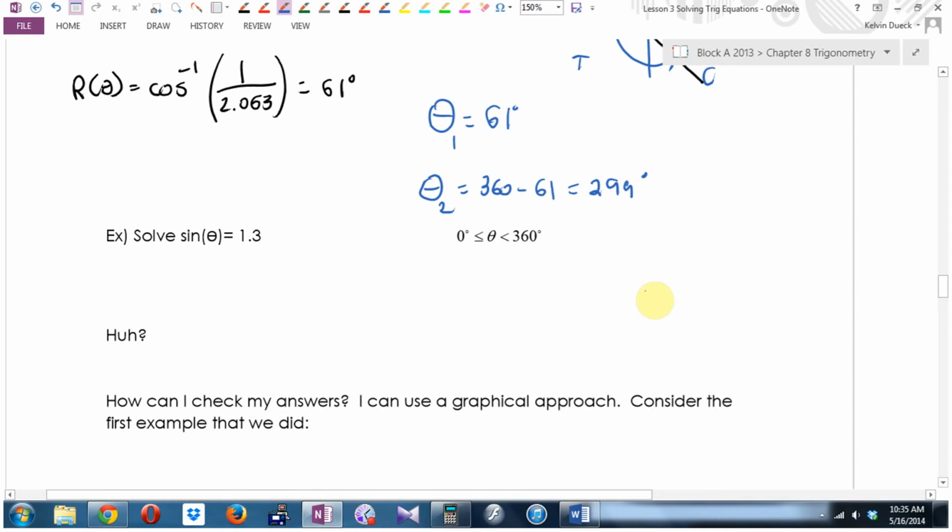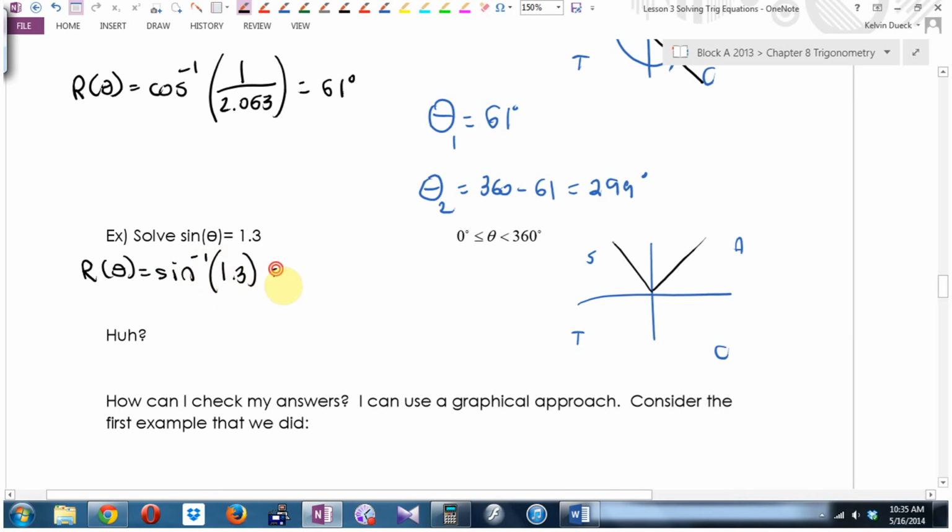Solve sine theta equals 1.3. Okay. Which trig function did they give me? Sine, is that a reciprocal? Nope, so I can jump right in. Sine, according to this question, positive or negative? Which means I'm where? Here and here. Let's find the reference angle. The reference angle is going to be the inverse sine of 1.3.